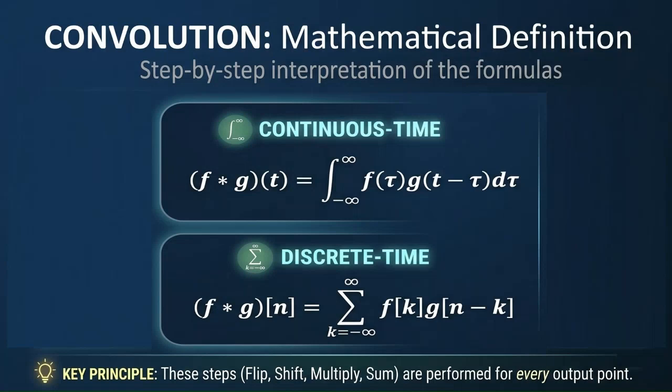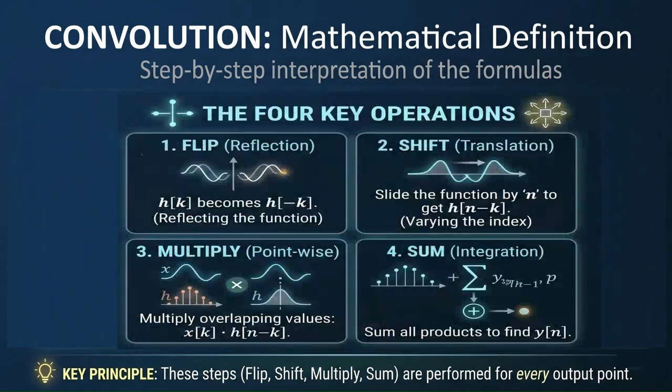Now, as you can see on the screen, this is the mathematical definition of convolution. For continuous time signals, convolution is defined by this integral. And for discrete time signals, which are very important in digital systems, we use this summation. At first glance, these formulas may look abstract, but they become simple when we interpret them step by step.